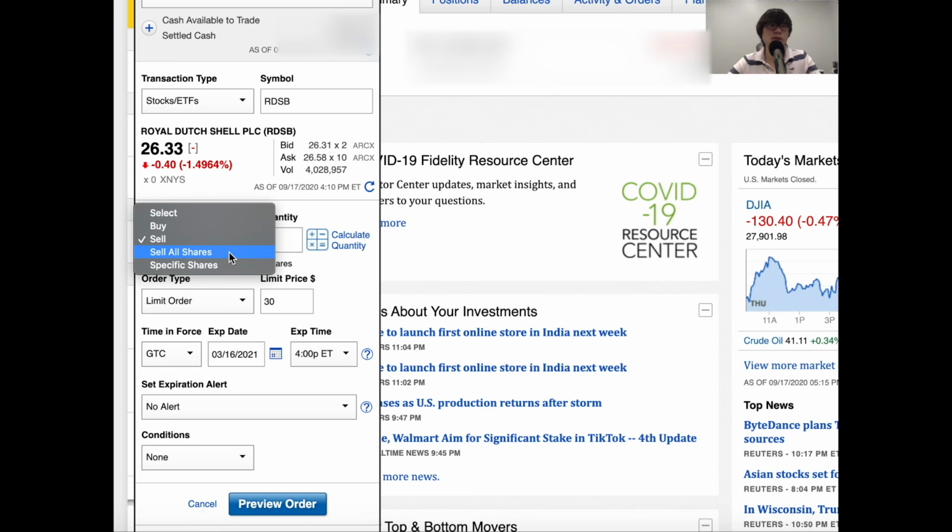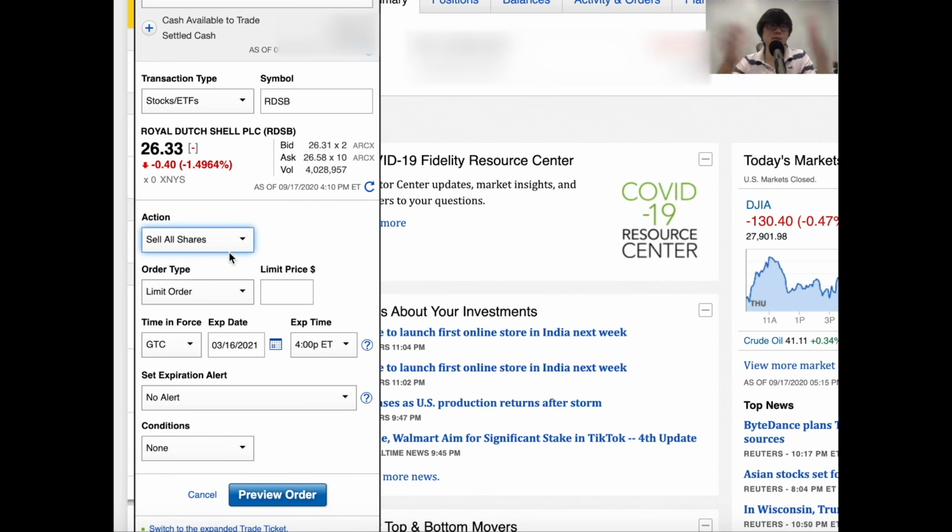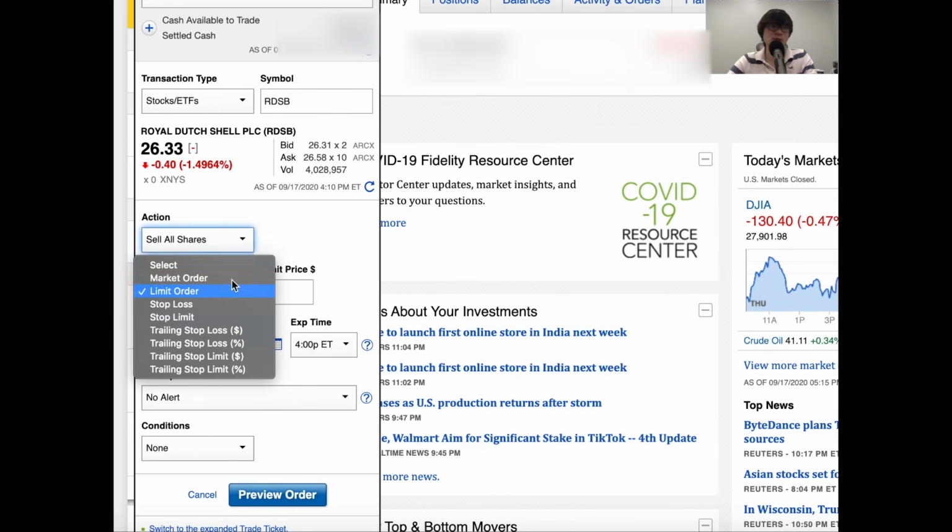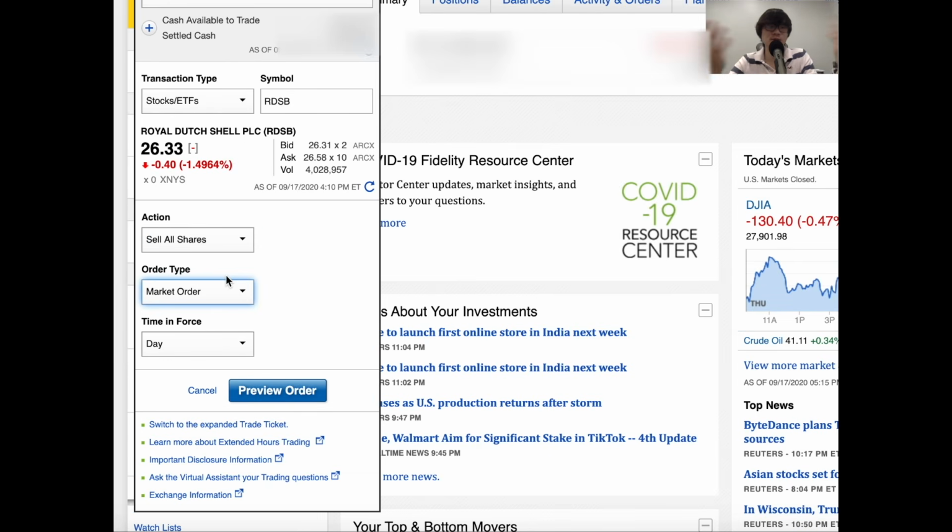Now, let's say you just wanted to sell all of your shares. You can just click sell all, make life easy, and the same features still apply in your trading ticket. So it's not like anything's different. Life is still easy and good.